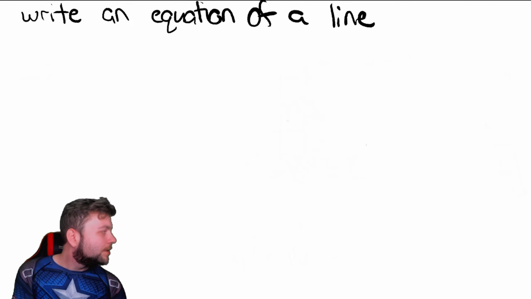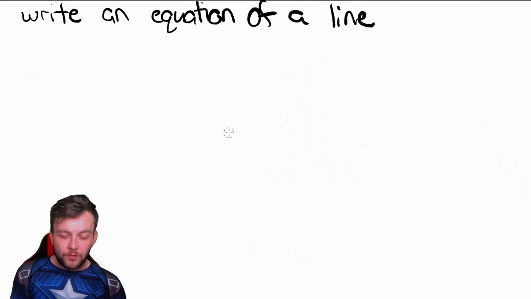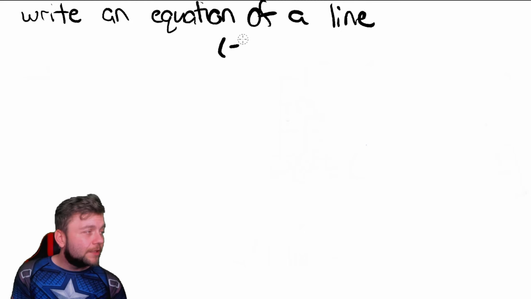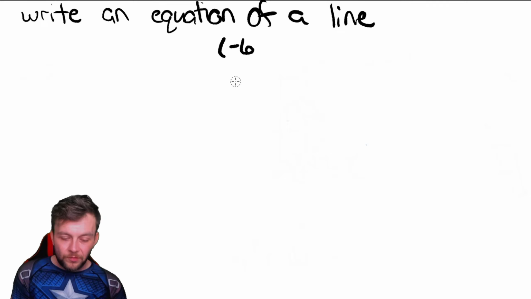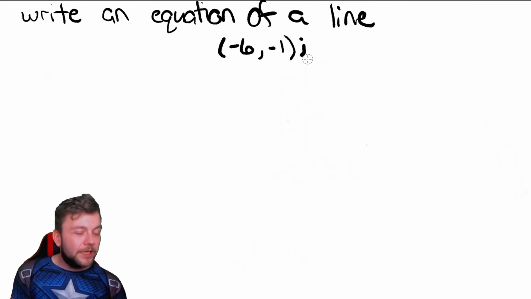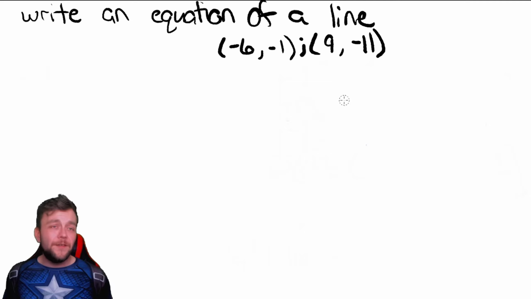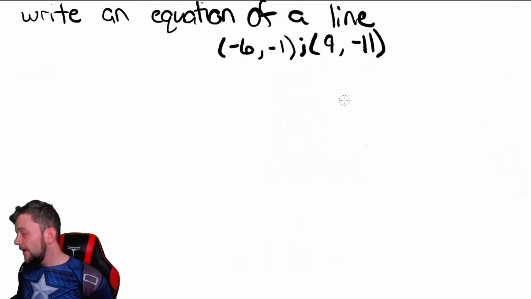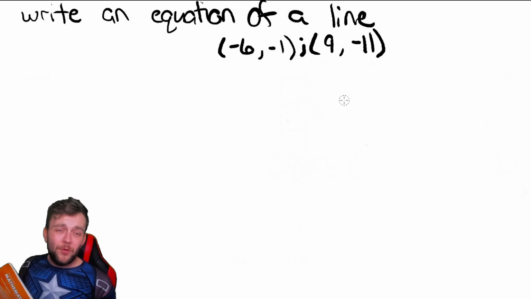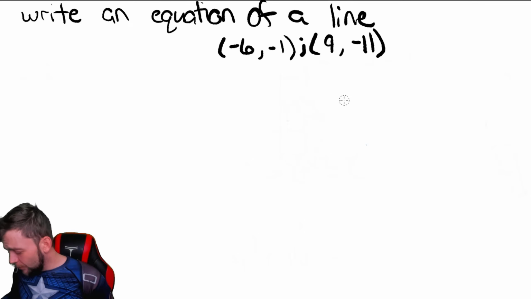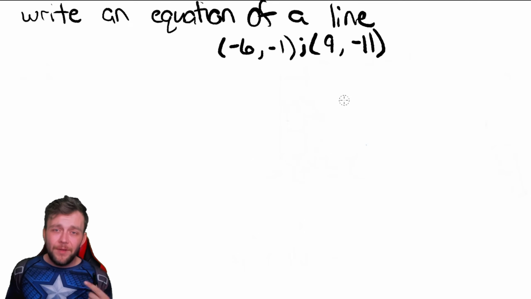So our 2 points will be -6 and -1, and our second point will be 9 and -11. So I give you these 2 points, and you need to find the equation of this line. How do you go about doing that? How do you solve this?